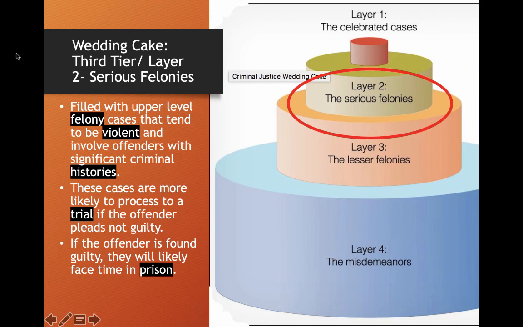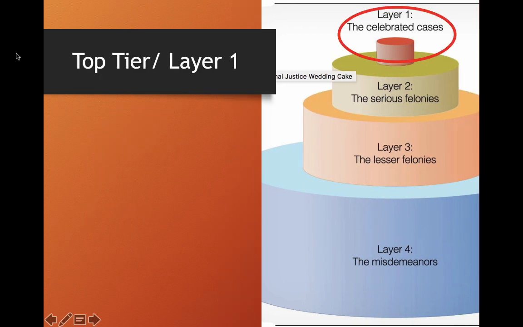And you see how much smaller that layer is compared to the rest. And then finally we have the top layer, and this is what you hear about in the media. This is what you see a lot of times on the documentaries on TV. And these are the high-profile cases. So these are the ones that the media give all the attention to. As you can see, it doesn't make up all the crime. Look how little it is.